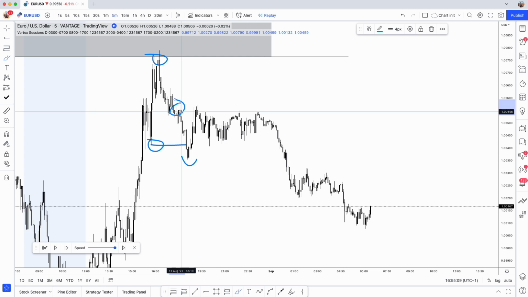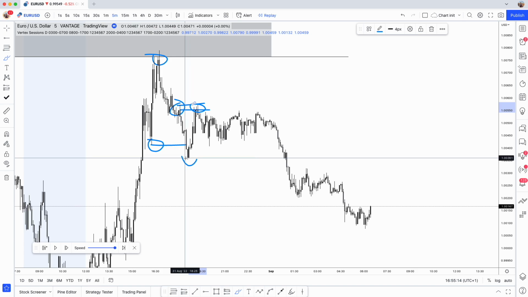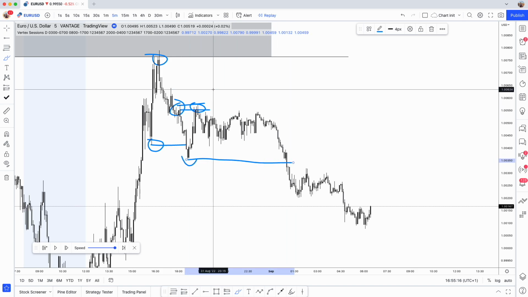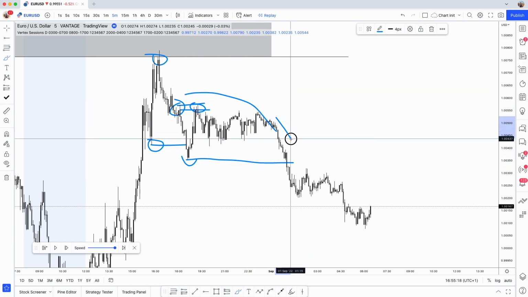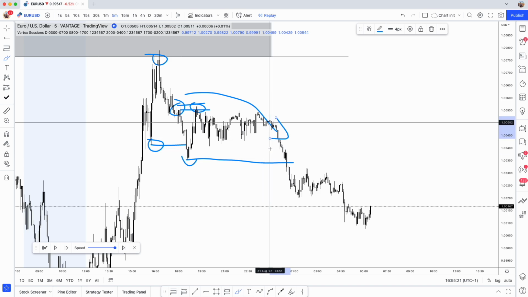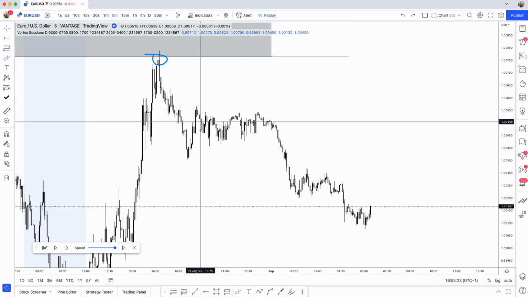So now what we have is this reaction play, and this mitigation is completed once this structure has been taken out. What that means is that we now have a 5-minute order flow because of that successful mitigation.